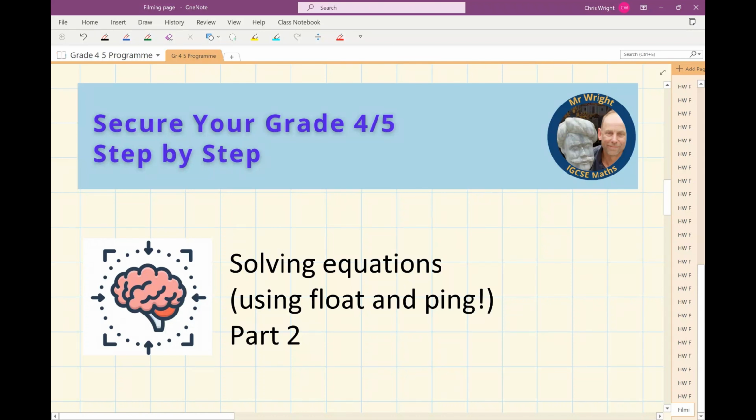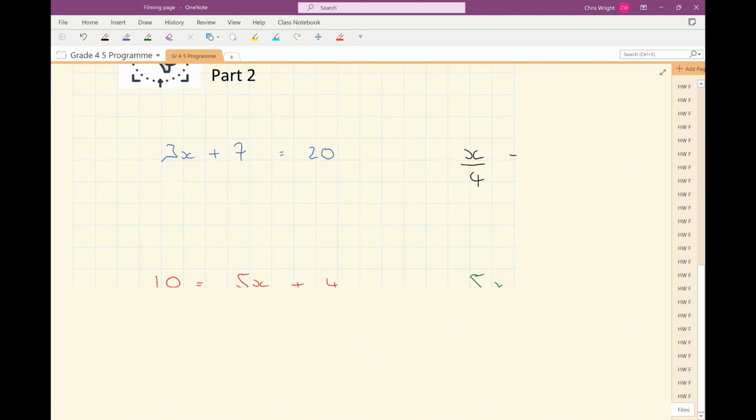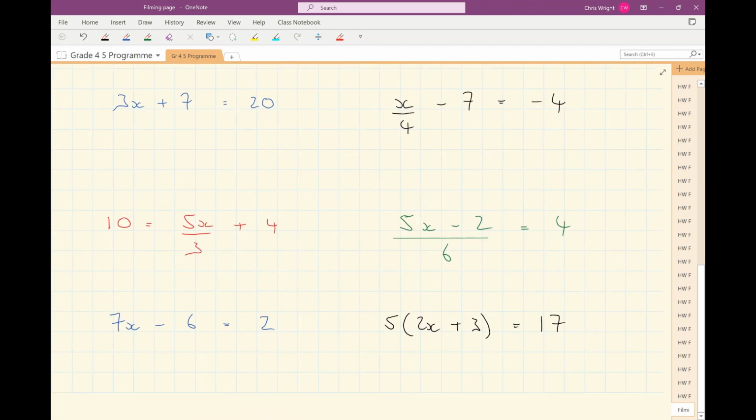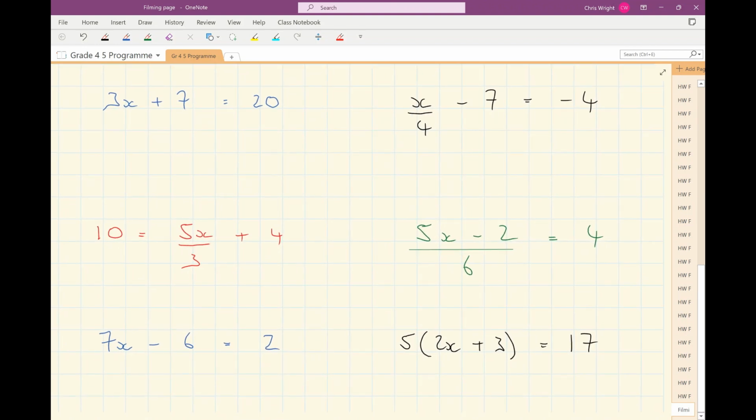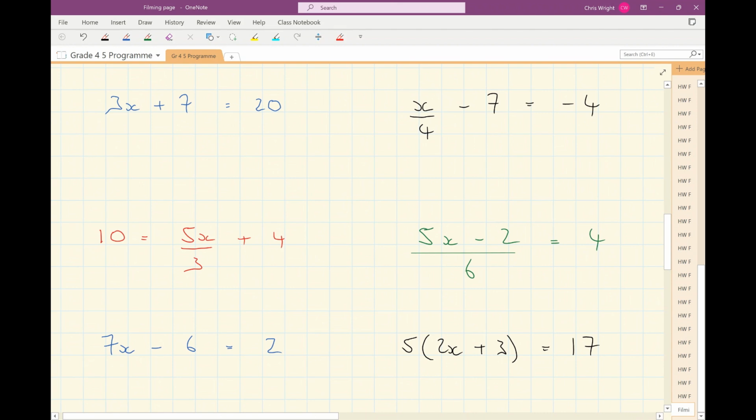Mr. Right here, and in this film we're going to look at solving equations, again using the float and ping method, but this is part 2, and we're going to look at some really quite complex equations. And you will find that as long as you've mastered the float and ping method from the part 1 film, you will be able to sort these equations. So pause the film, write them down, have a go, and then watch me solve them.